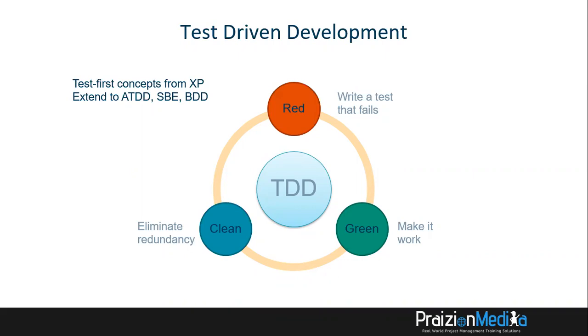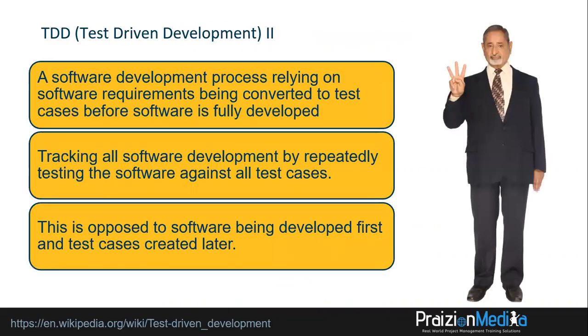Sounds pretty straightforward, right? We can say, according to Wikipedia, it's a software development process relying on software requirements being converted to test cases before software is fully developed. Tracking all software development by repeatedly testing the software against all test cases. This is opposed to software being developed first and test cases created later.